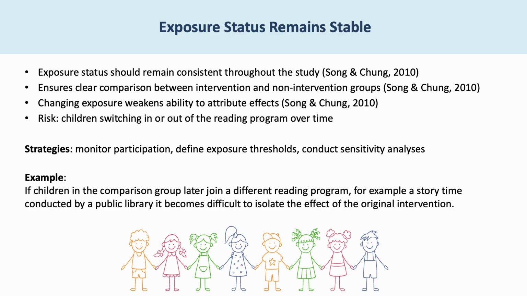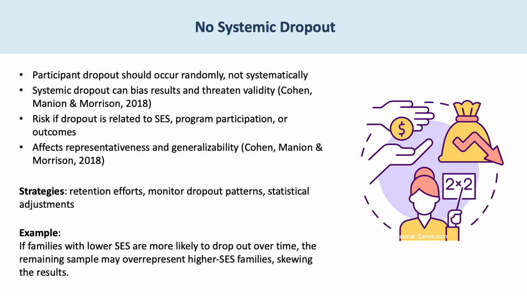the program's effectiveness. The next assumption we must consider is no systemic dropout. This means that participants who drop out of the study do so randomly and not in a way that is related to important variables like SES, participation in the reading program, or their language and literacy development. If dropout happens systematically, for example, if families with lower SES are more likely to leave the study, then our sample at later time points will not accurately represent the original group. This can bias the results and limit how well the findings can be generalized.